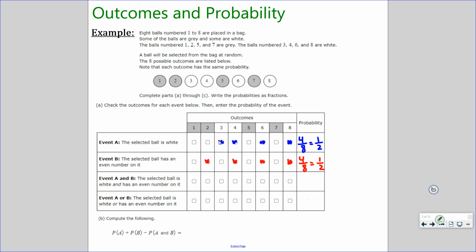Okay, here's some keywords, and I even italicized the keywords for you. What's the probability that the selected ball is white and has an even number on it? All right, so we need to check the ones that are white and are even numbered. So I'll just start with the white ones. Okay, so that'd be 4, 6, and 8. 3 out of 8.